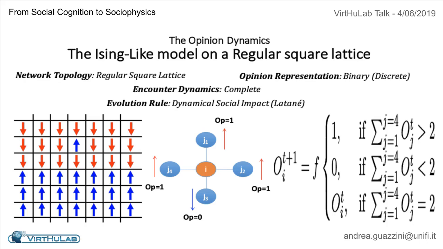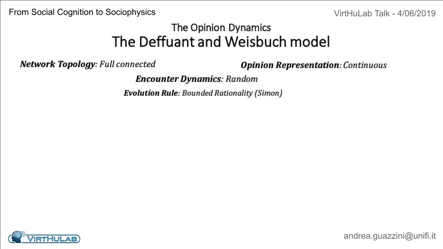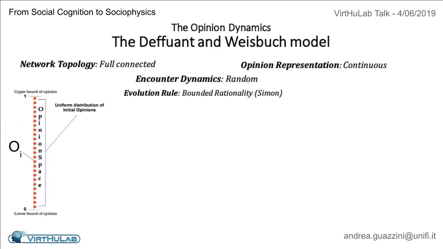In particular, each agent, at each time step, assumes the opinion which is proposed by the majority of its neighbors. A more refined model of opinion dynamics is the Deffuant research model of bounded confidence. In this model of opinion dynamics, a fully connected network is considered, characterizing the nodes' communication with a binary random encounters mechanism. This model represents the node state, the opinion, as a continuous variable ranging in the interval 0, 1.